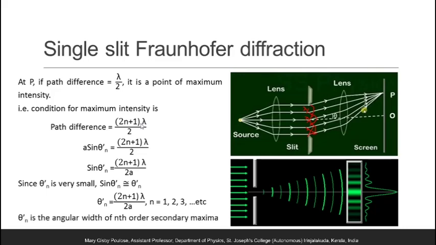Theta prime n is the angular width of the nth order secondary maximum. That is, if n is equal to 1, we have the first order secondary maxima at this position and theta prime n will give the value for that. Likewise on this side. And if n is equal to 2, we get the second order secondary maxima, that is this region and this region. This is the equation of importance showing the condition for maximum intensity.